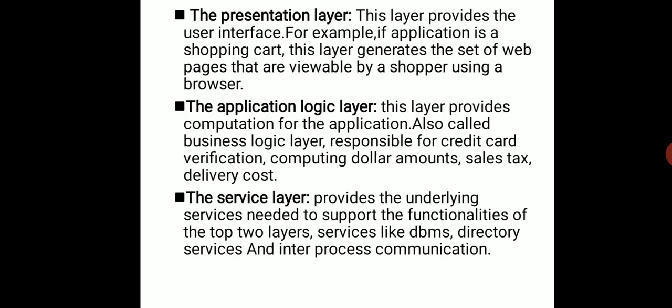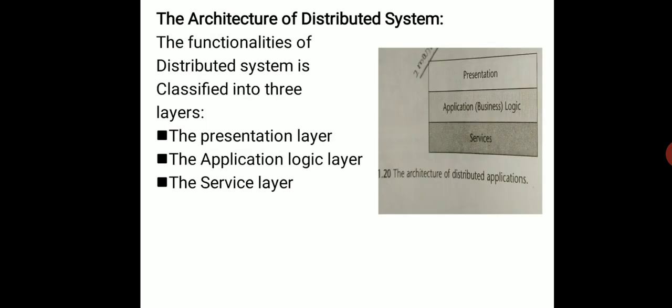There is one more, directory services. What is a directory service? That means domain name services. It provides a corresponding IP address for a name. And one more, that is inter-process communication. What is this inter-process communication? That is communication between two processes. Why this communication? For exchanging data between two processes. That is called inter-process communication.